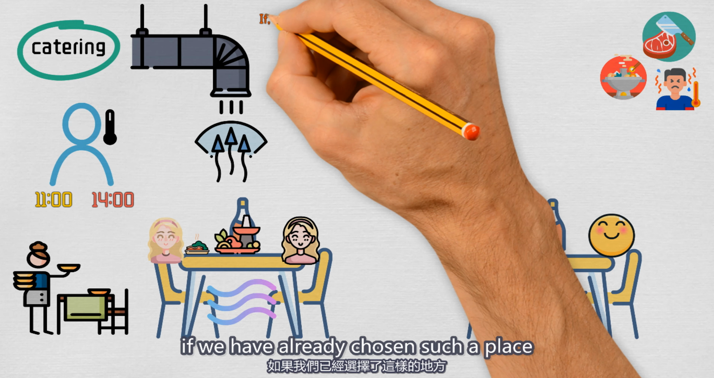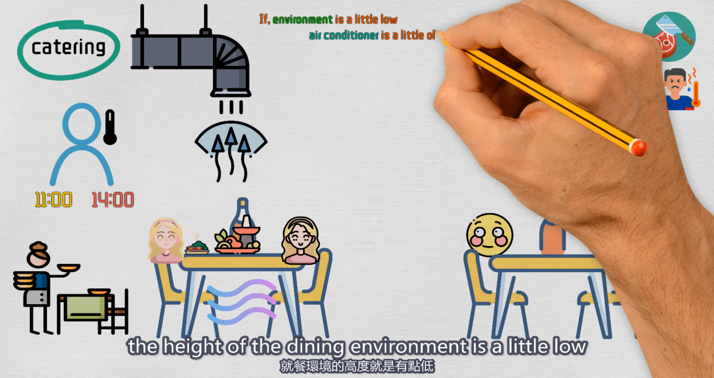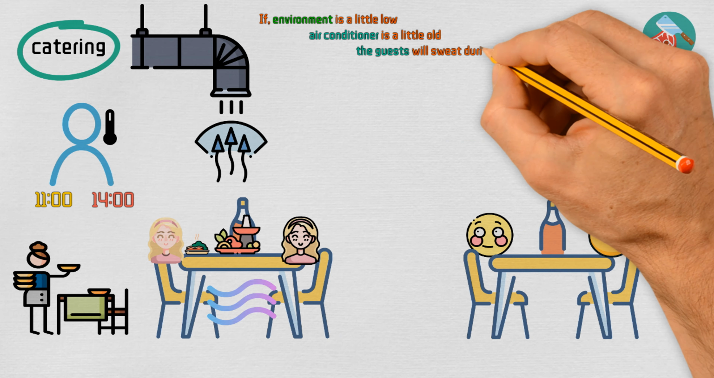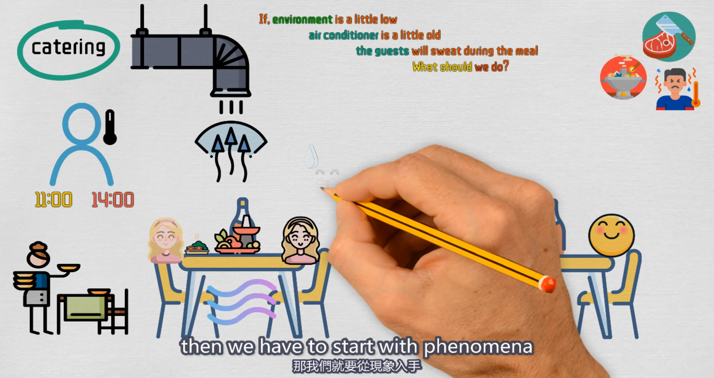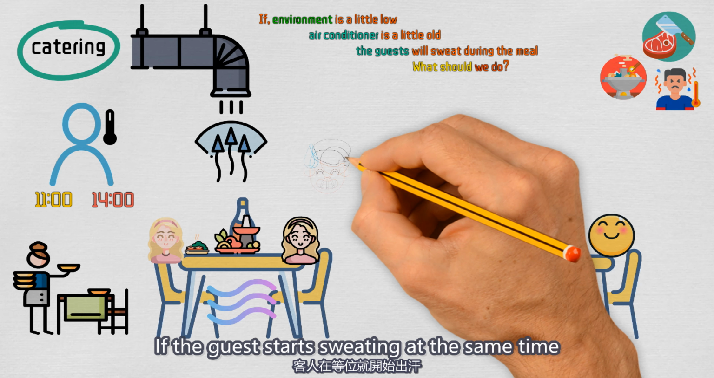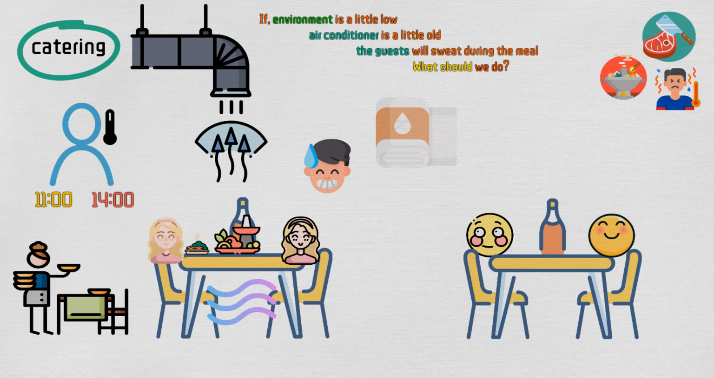Finally, if we have already chosen such a place, the height of the dining environment is a little low, the air conditioner is a little old, and the effect is a bit poor, the guests will sweat during the meal. What should we do? If that's the case, then we have to start with the phenomenon. If the guest starts sweating, we can send him a small towel. We mean, give it for free, not sell it.